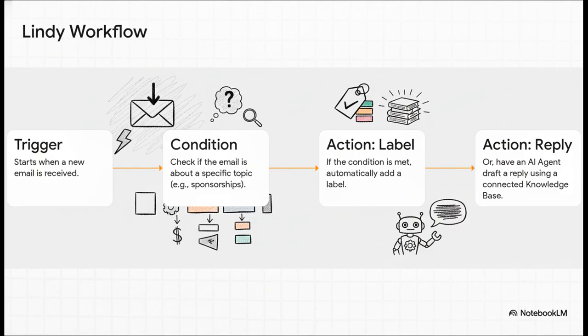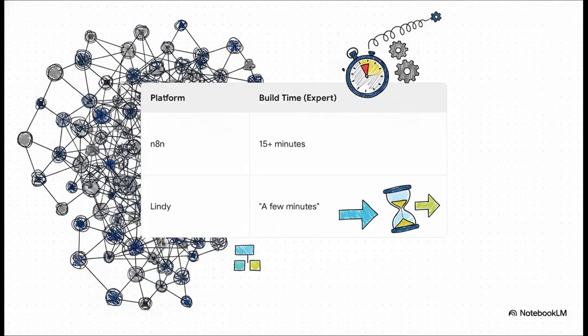Okay, now let's see the other side of the coin. The video shows a totally different approach with Lindy. Here, the whole process is way more direct. It's just a series of simple triggers and conditions. So an email comes in, a condition checks what it's about, and then an action happens. That could be adding a label or, and this is cool, having a built-in AI agent draft a reply using your own knowledge base. And this right here, this really drives home the difference in setup time, at least based on the source's estimate.